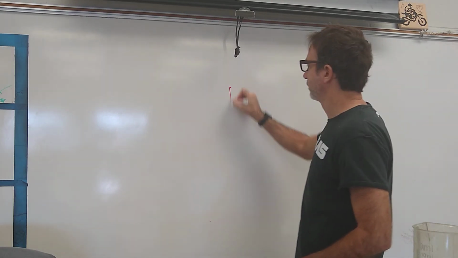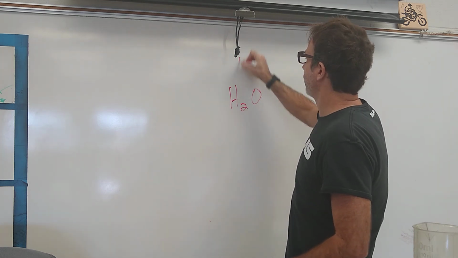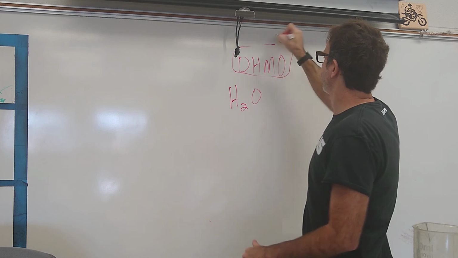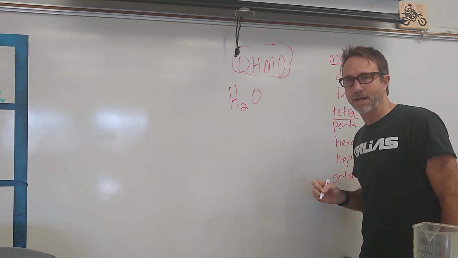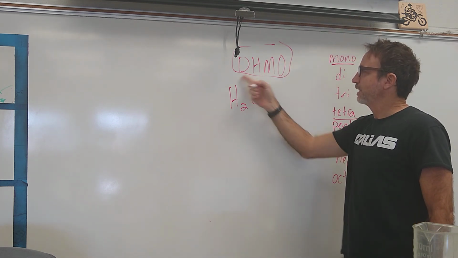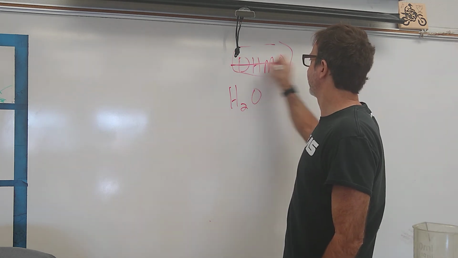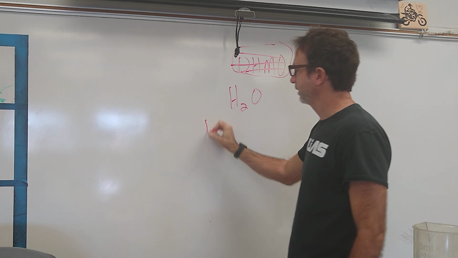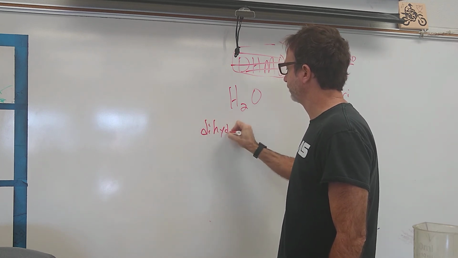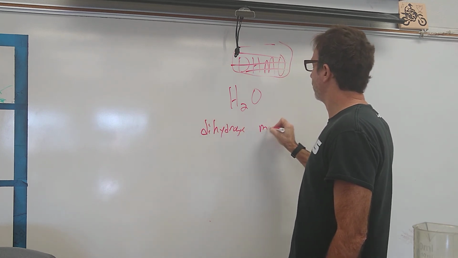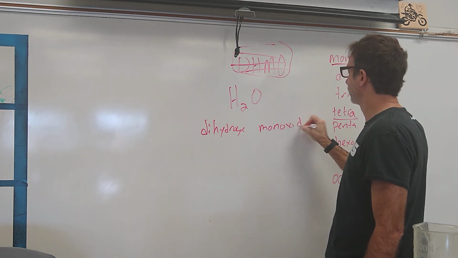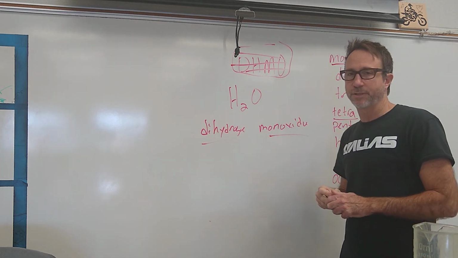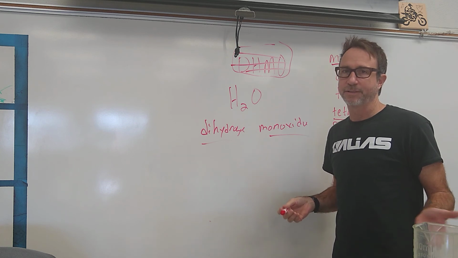Let's look at water. Sometimes water is called DHMO, and these little funny things they send around on the internet. DHMO, wow. Nobody really calls it that, but water is really dihydrogen monoxide. So that's it. That's rule number 3. It's the easiest one.